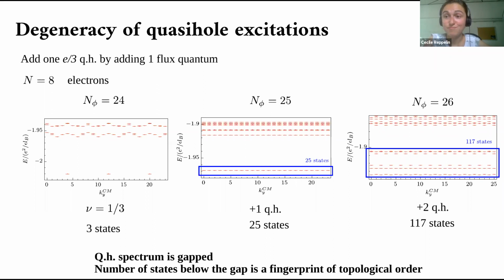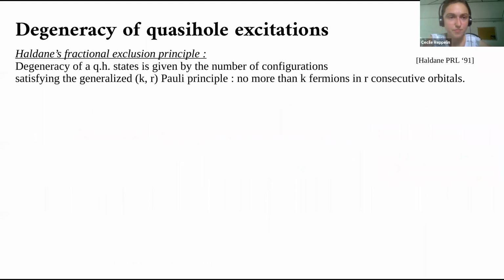Right, so those are the main features, and we can actually understand those numbers, and we can predict them, at least for the Laughlin quasi-hole excitations. And we can predict them through Haldane's fractional exclusion principle. This principle states that the degeneracy of quasi-hole states is given by the number of configurations that satisfy a generalized Pauli principle.